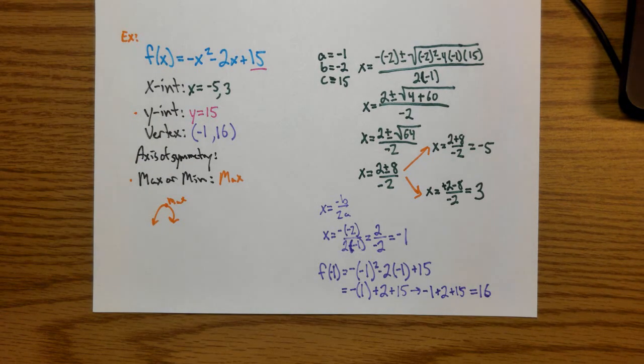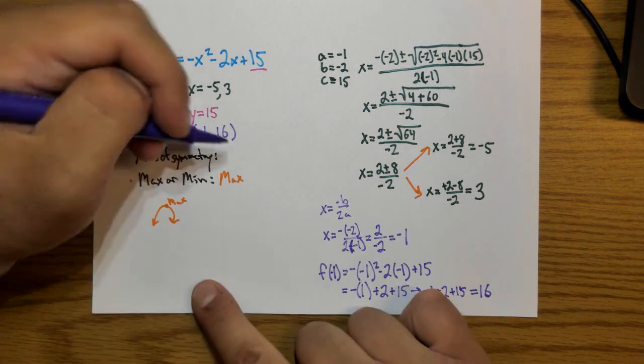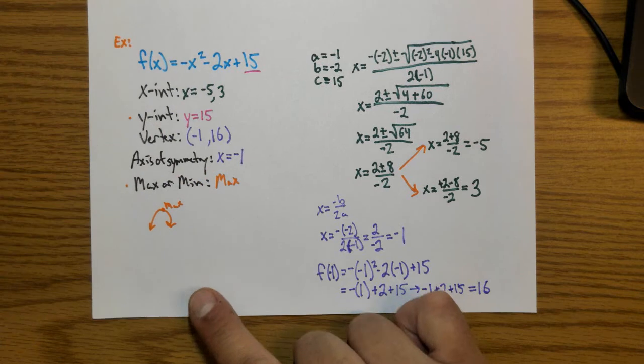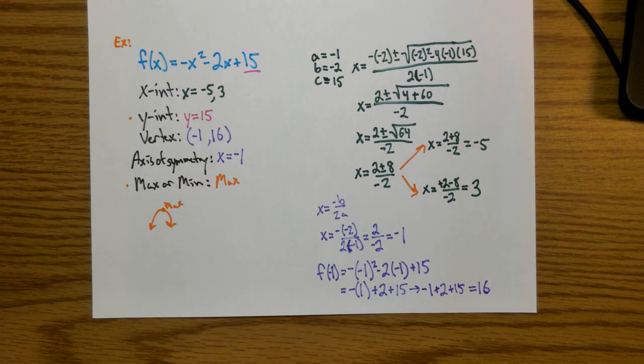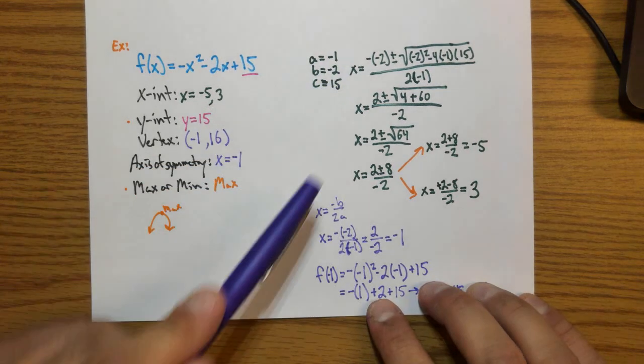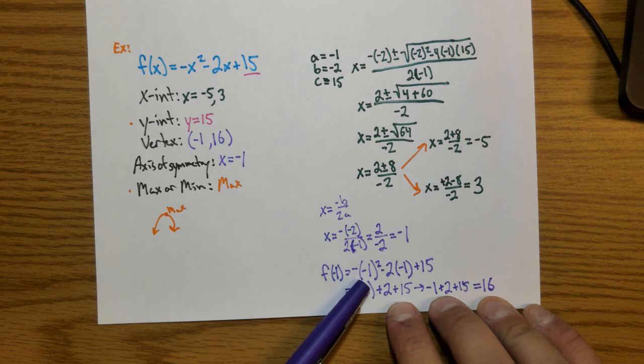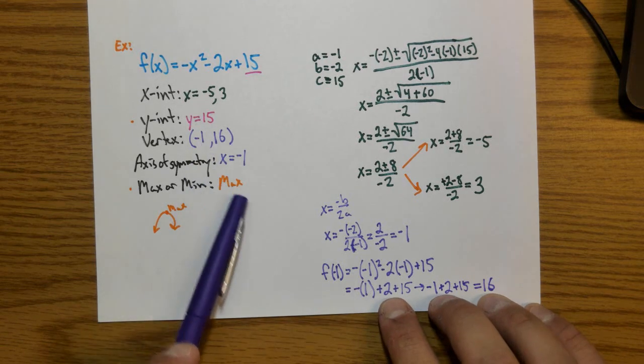And then finally, our axis of symmetry is the x value of the vertex. Once you have that, it's easy to find. x equals negative 1. And there you have it. So basically what we're doing is we're just using the quadratic formula, and we're using the vertex formula, and then plugging that value back in. Everything else you can just look at and kind of see, okay?